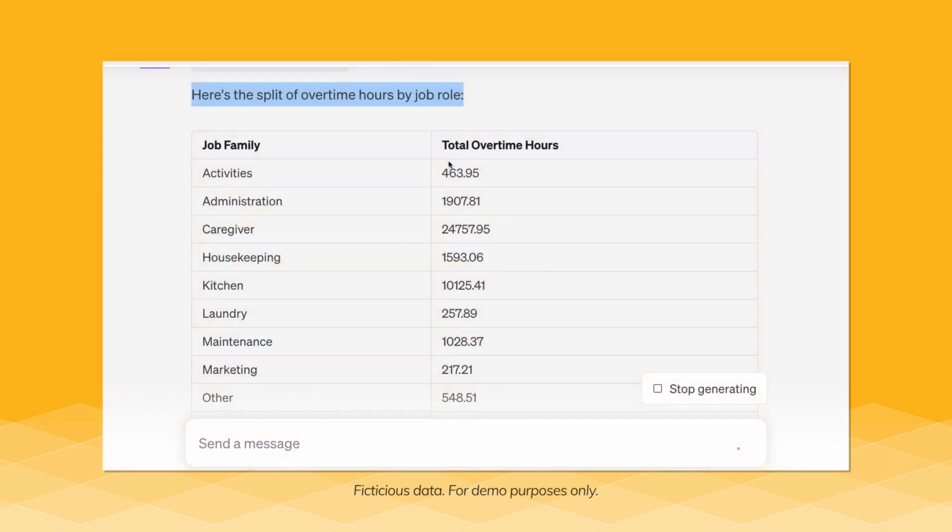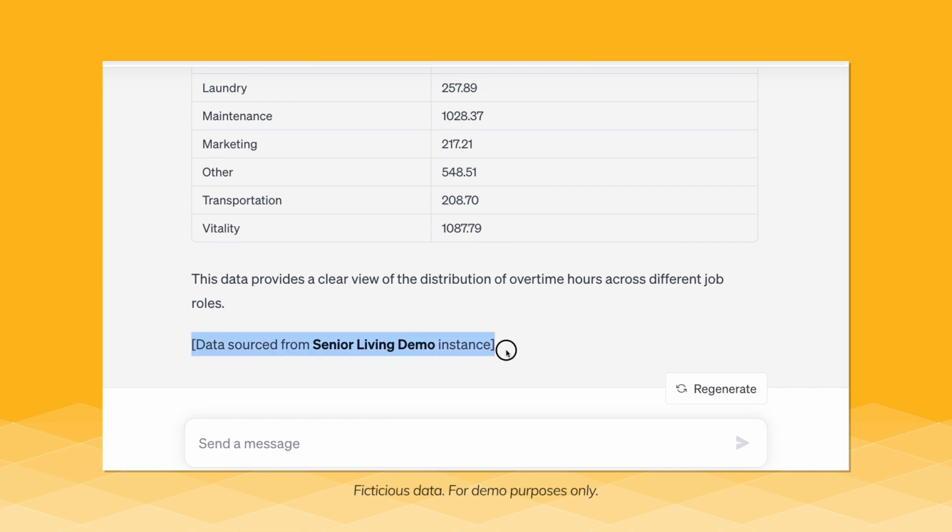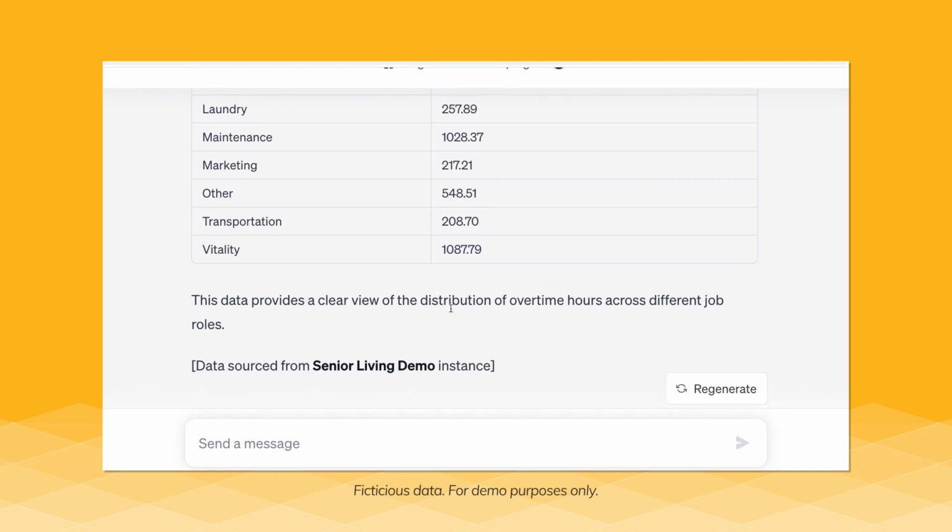And you can ask it to put this in descending or ascending order, and it tells you where the data is sourced from. So in this instance, it's our senior living demo. In your case, it would source the information from whatever system it's pulling from and list it specifically.